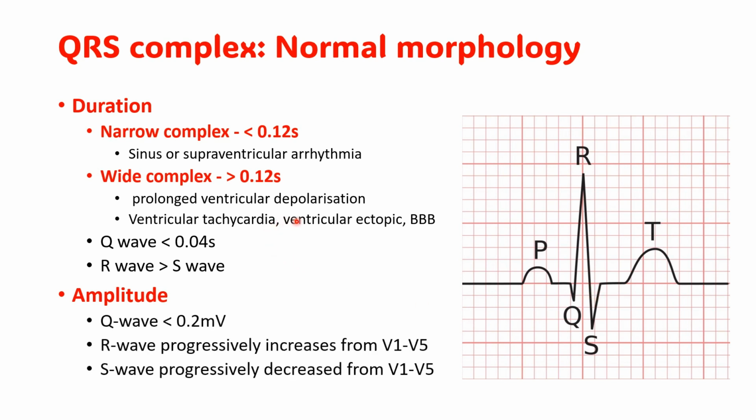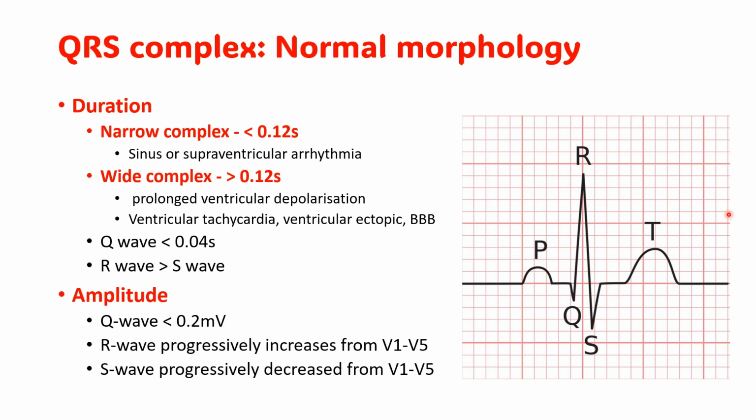Let's now talk about amplitude, otherwise known as height. Our Q wave should be less than 0.2 millivolts. Remembering that one small square is 0.1 millivolts, we can see that our Q wave is less than that. It's also important to mention that in terms of amplitude, our R waves progressively increase from leads V1 to V5, our precordial, otherwise known as chest leads.